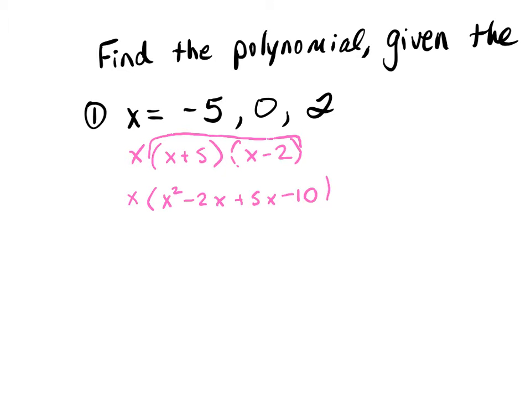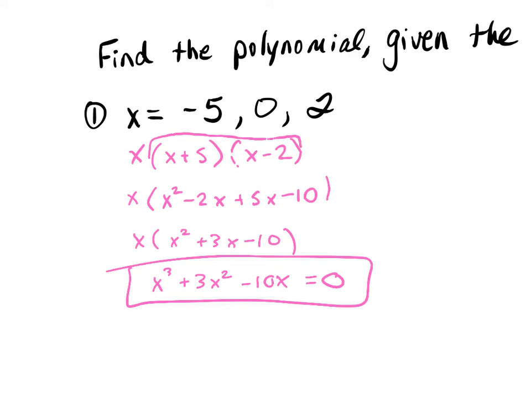I'm going to combine my like terms. So I have x squared plus 3x minus 10. And then I just need to distribute the x out front to everything in the parentheses. So this becomes x cubed plus 3x squared minus 10x. And then we need to make sure we put equal to 0.